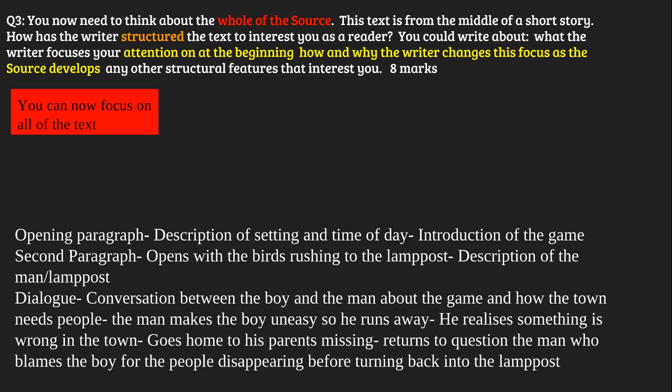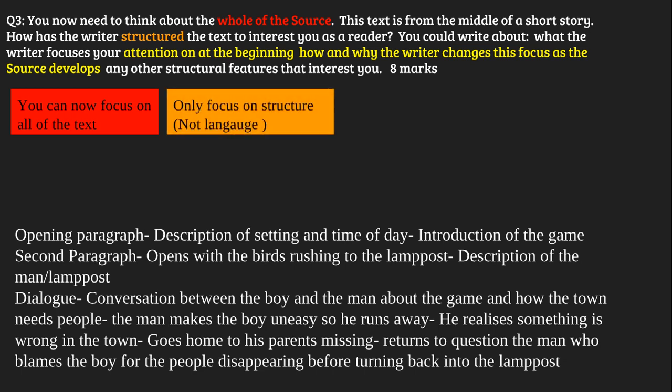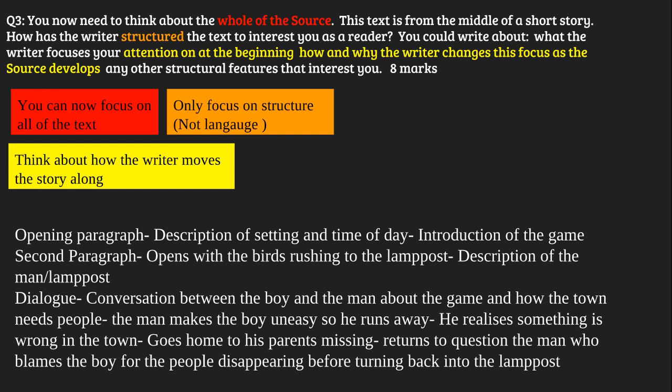And that's really what you'll be thinking about: how does the text get to the end? What does it do from the first word to the end? How is it structured? How is it built? So again, only focus on structure here. Try not to discuss language features, because even if you just mention the word simile or metaphor, that might then accidentally go off piste and start discussing language features, which is what you don't want to do on this question. So again, you need to be thinking about how the writer moves the story along.